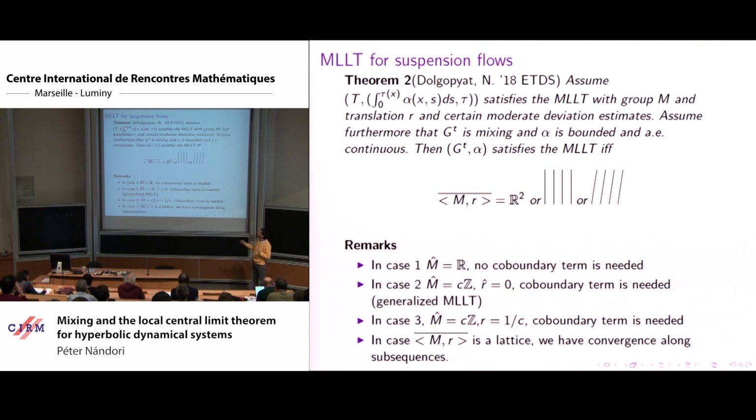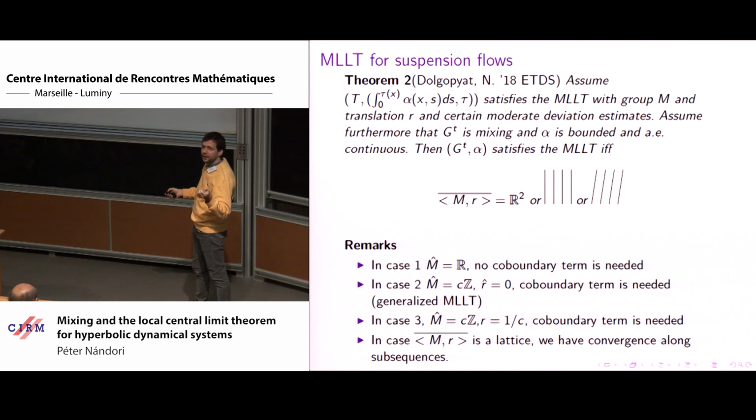I wanted to, well, there's a lot of things on the board, right? So I wanted you to remember this condition, that GT is mixing. So if GT is mixing, then according to Theorem 1, the projection of this group to the second coordinate needs to be dense. Okay? So it can't be Z2, but it could be a general two-dimensional lattice. Okay, so I'm showing you an example.